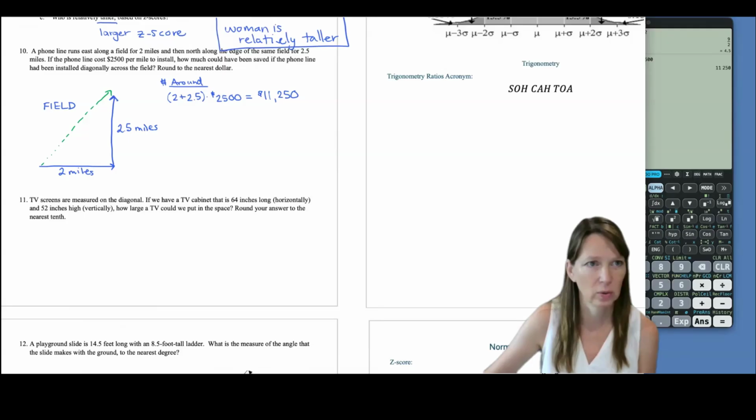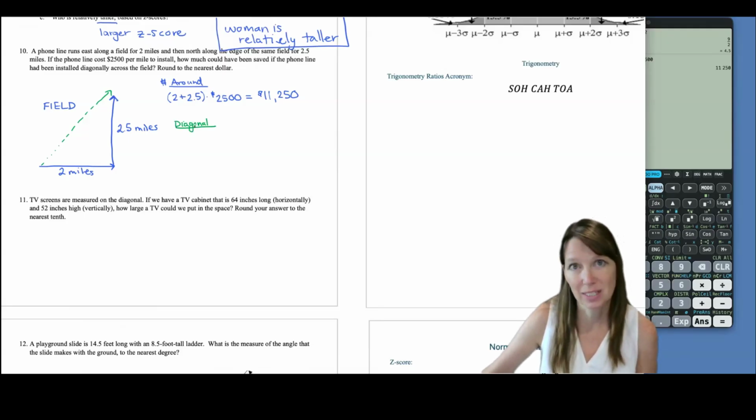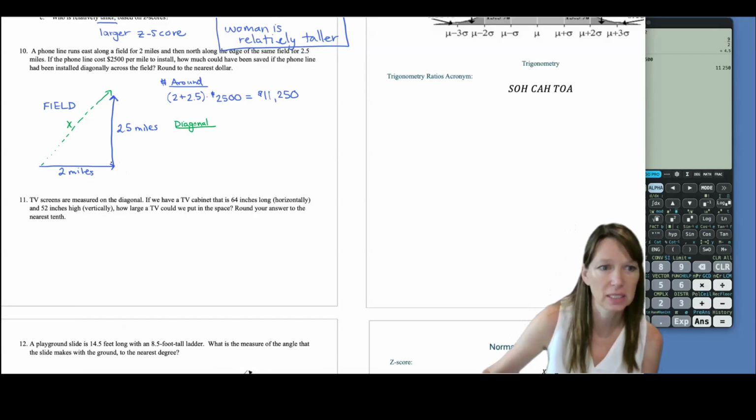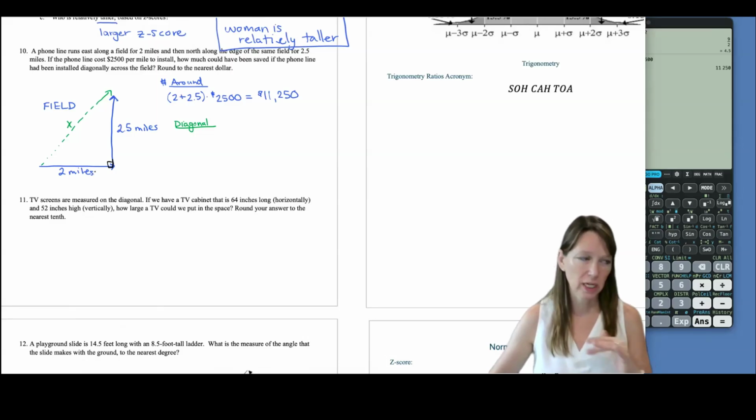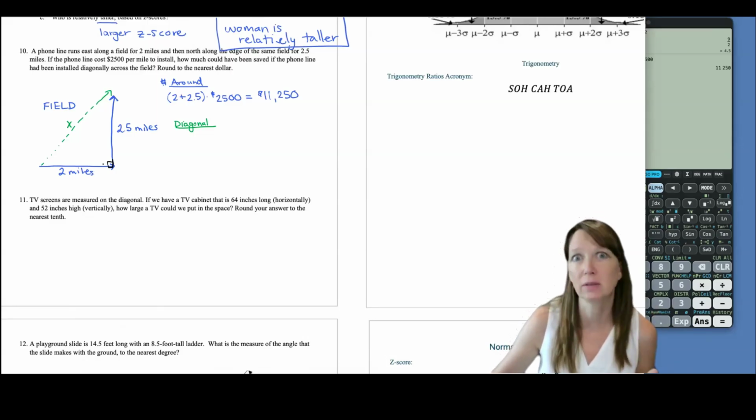Versus if I go diagonally, I need to know the distance if I cut across. Because this is a right triangle and I only am dealing with sides. If we throw in angles, that's where you're going to want your trig functions. But if I'm only dealing with sides, we're usually just dealing with the Pythagorean theorem.